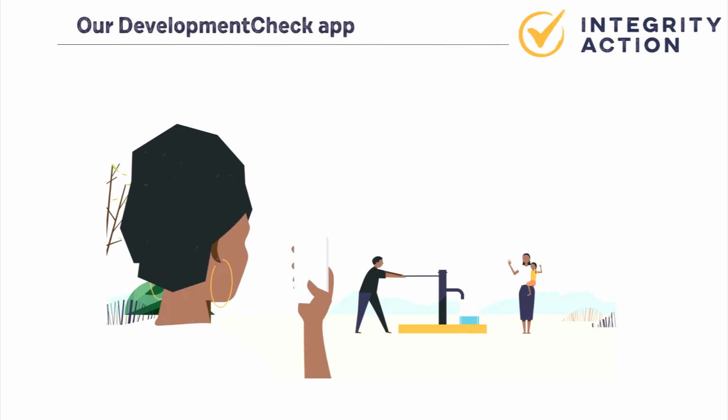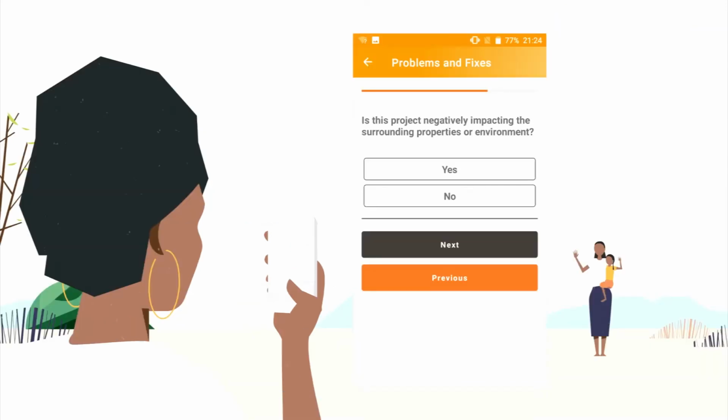So one way we do this, as mentioned, is our DevelopmentCheck app. This is being used currently by about 450 adults in the countries where we work. Nearly half of those are young women aged 18 to 34, and each is assigned a project or projects that they've chosen in their community to monitor, and the app guides them through a set of questions. I've included a screenshot here in English, but they will use it in their local language, and we have translated it into all the languages where we work.